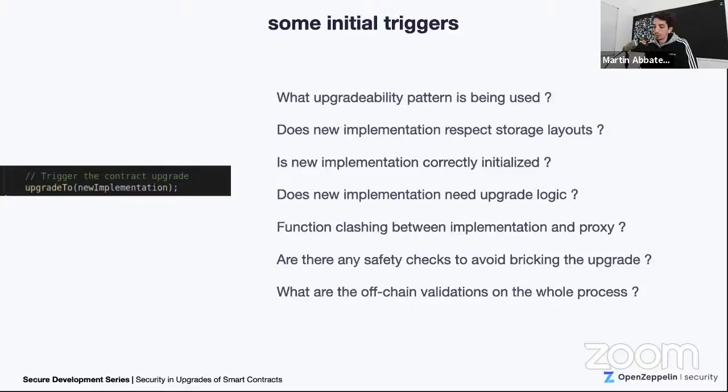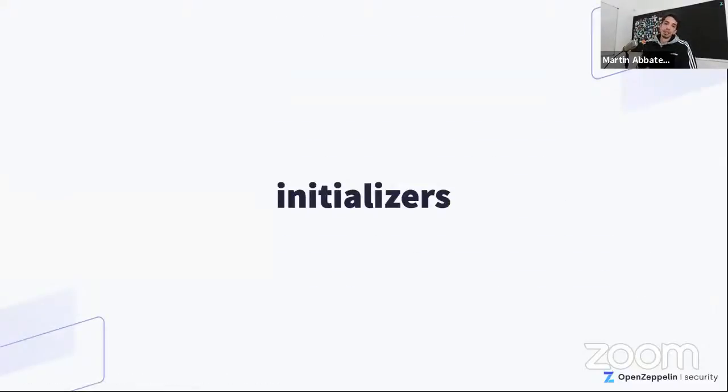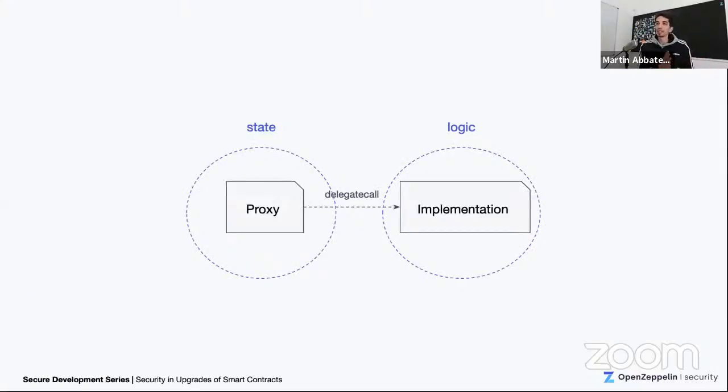So we will be exploring some of that today. And we're going to be starting with initializers. We initialize with initializers. Let's say that we have this quick example like a proxy and an implementation. Let's say that the state of the system is held on the proxy, the logic is on the implementation, and the proxy is delegating call to an implementation, right? Usual stuff.